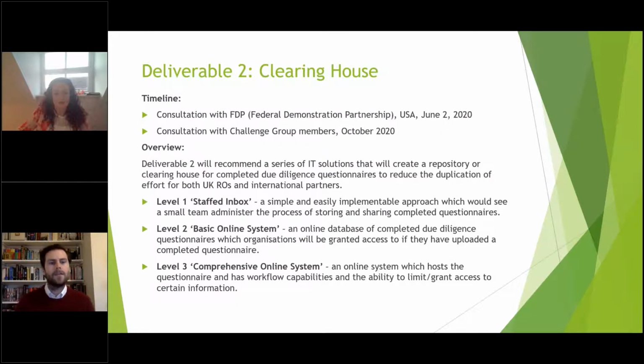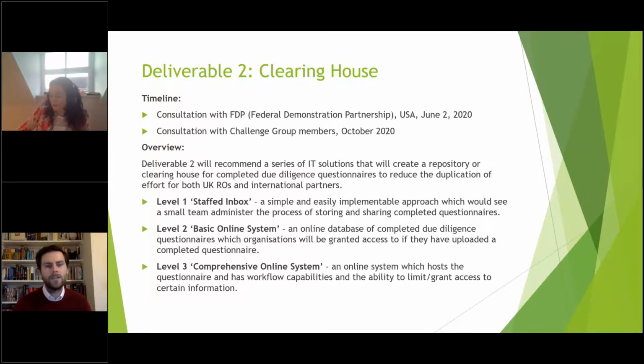Okay, so the second deliverable is a clearinghouse or repository, or indeed a database for completed due diligence questionnaires. And the hope here is that we can produce an IT solution or something similar, which will mean that partners can submit completed due diligence questionnaires, which can then be accessed by UK research organisations or other international partners as appropriate, and thereby reduce the duplication of effort that we're seeing across the sector, and we're having reported from ARMA members and international partners alike.